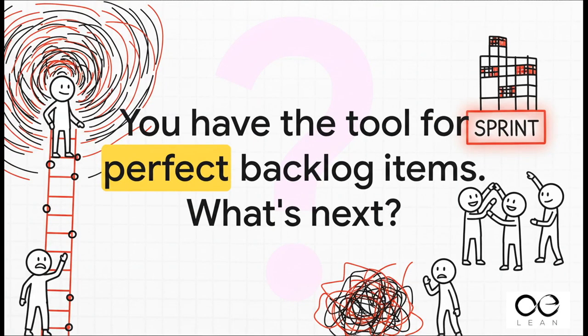So I'll leave you with this one thought. You now have the tool to create perfect backlog items and finally escape that refinement loop forever. The only question left is, what are you going to build first?